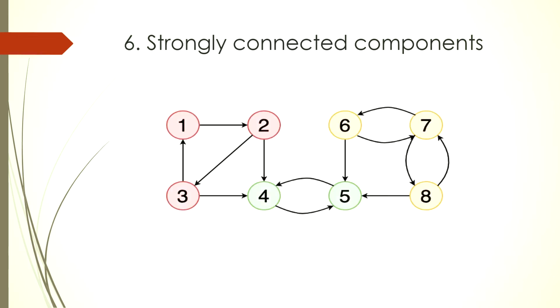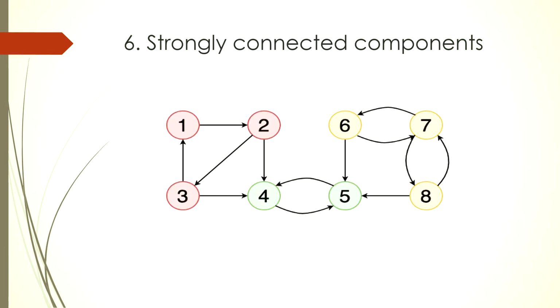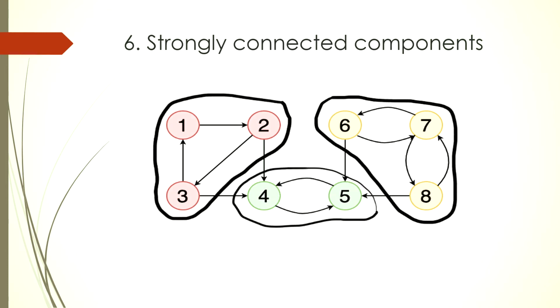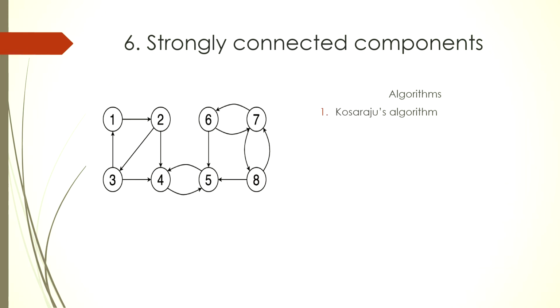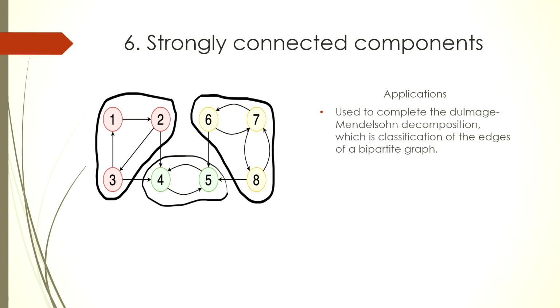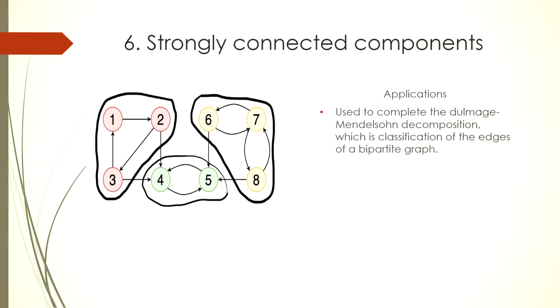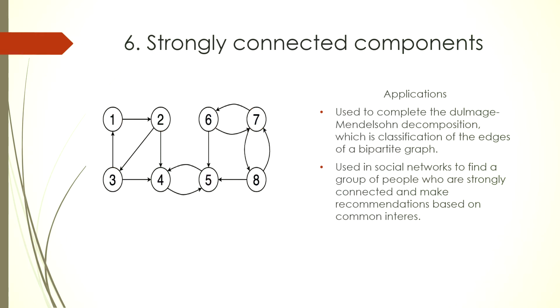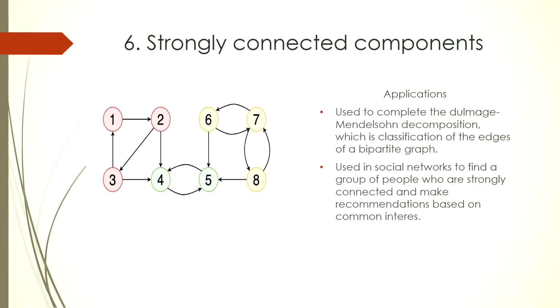Number 6, strongly connected components. A graph is said to be strongly connected if every vertex in the graph is reachable from every other vertex. Algorithms: Kosaraju's algorithm, Tarjan's strongly connected components algorithm. Applications: used to compute the Dulmage-Mendelsohn decomposition, which is a classification of the edges of a bipartite graph. Used in social networks to find a group of people who are strongly connected and make recommendations based on common interests.